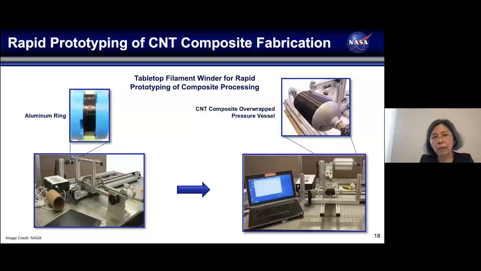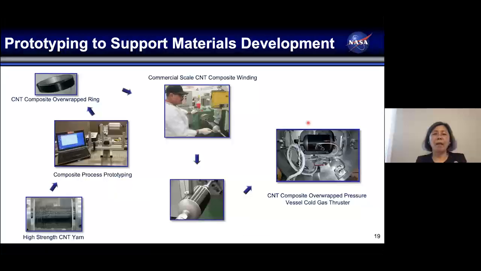And as we advanced, we knew we had to get to figuring out how to wind the bottle. And so this setup also allowed us to mount the bottle. And so as we optimized the process, we went from winding just a small ring to winding a bottle.